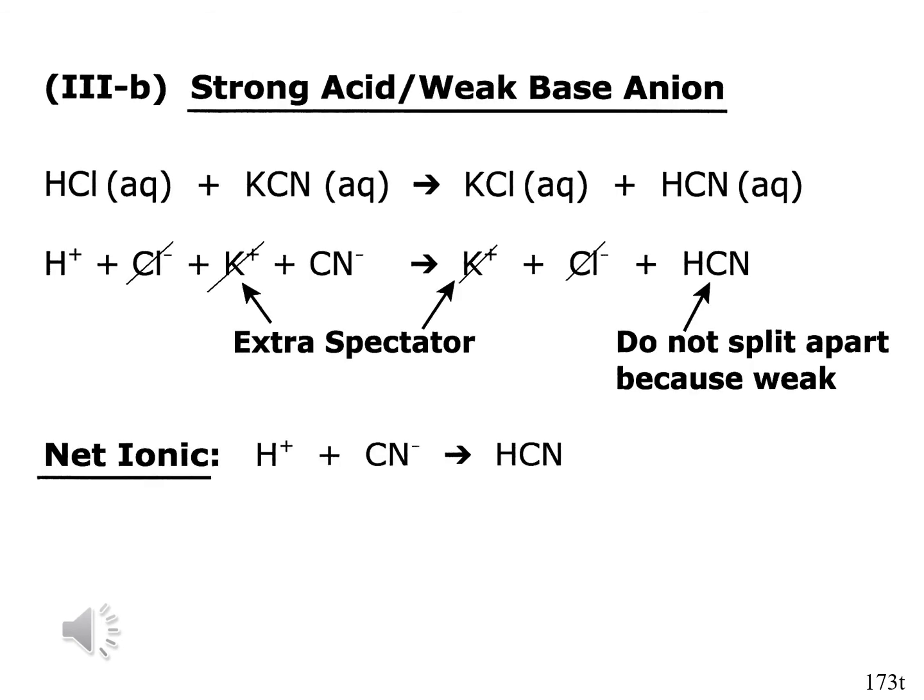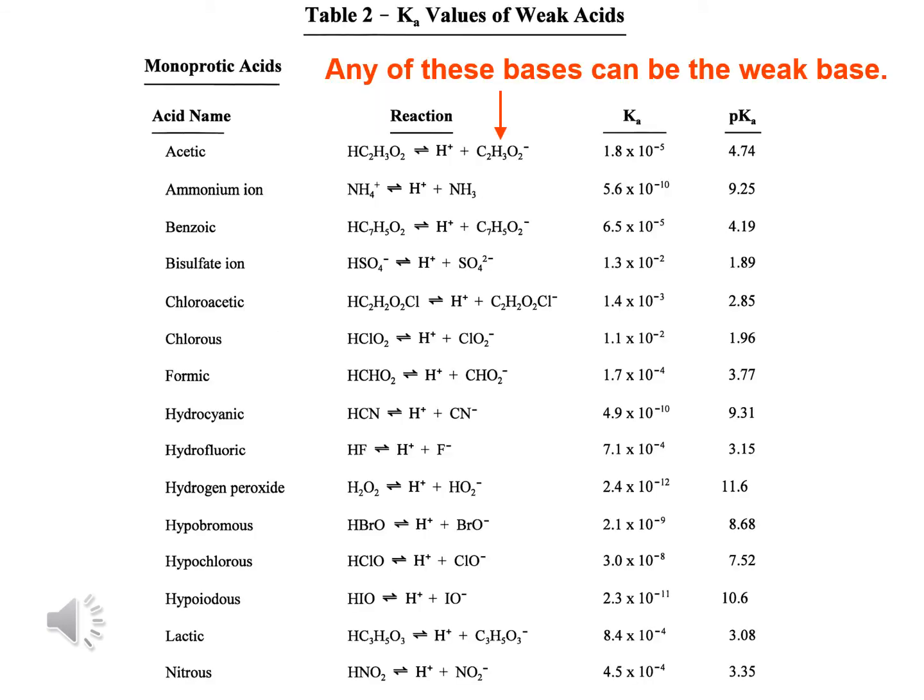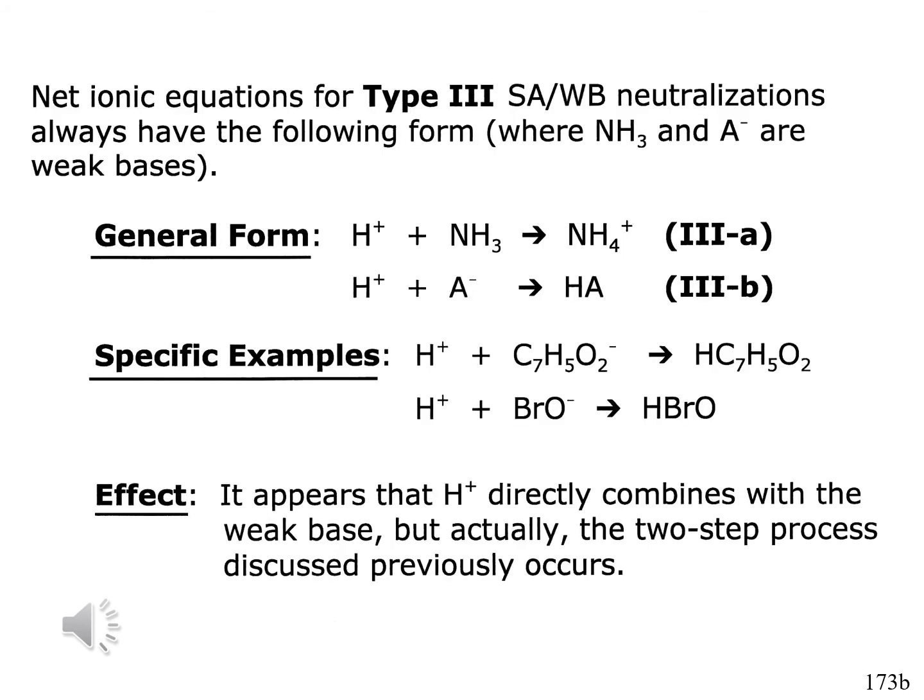So when you cross out the spectator, there's an extra one, K+, but the net ionic equation still looks like the one for NH3. It's just that the H+ basically slaps onto the weak base and gets neutralized because now it's stuck. You can also use any of the negative ions in the Ka table on the right for the base to be the weak base. So the general form of that is just H+ sticks to the weak base.